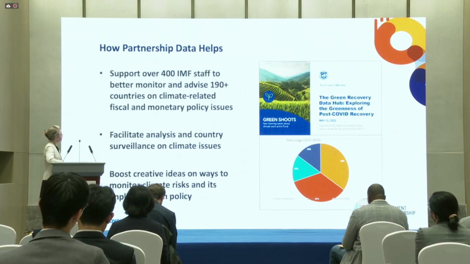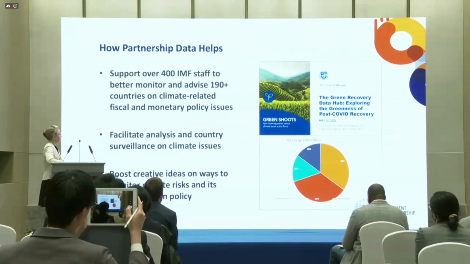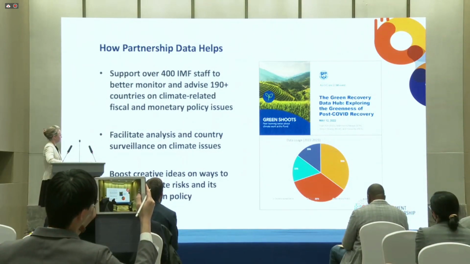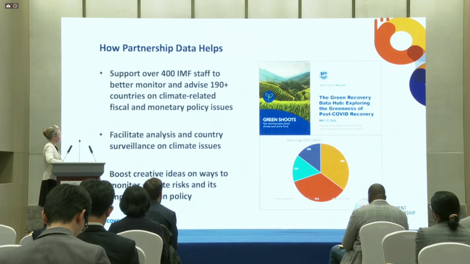The climate data and insights produced through these partnerships have been a great addition to the IMF's climate work. They are supporting hundreds of IMF staff to better monitor and advise more than 190 member countries on climate-related policy issues, as well as facilitate country-level analysis.